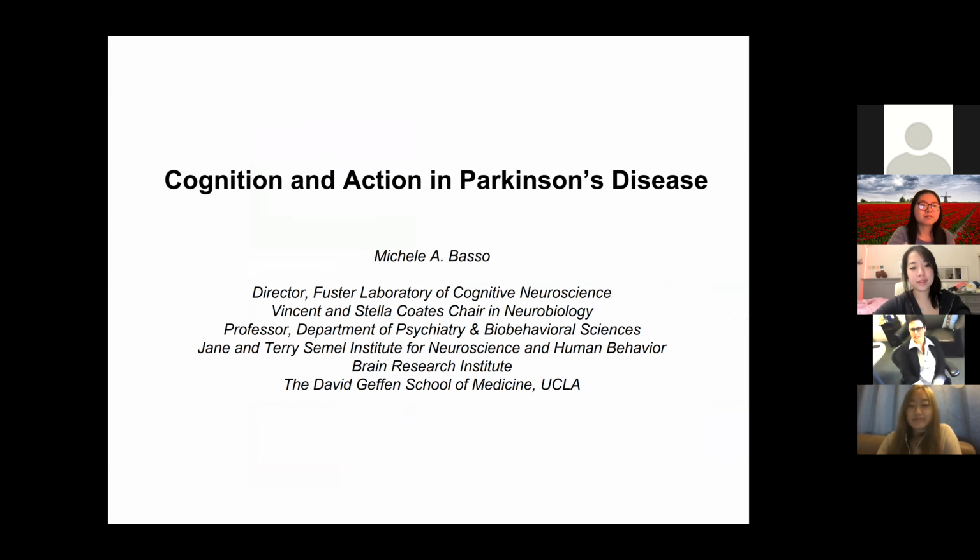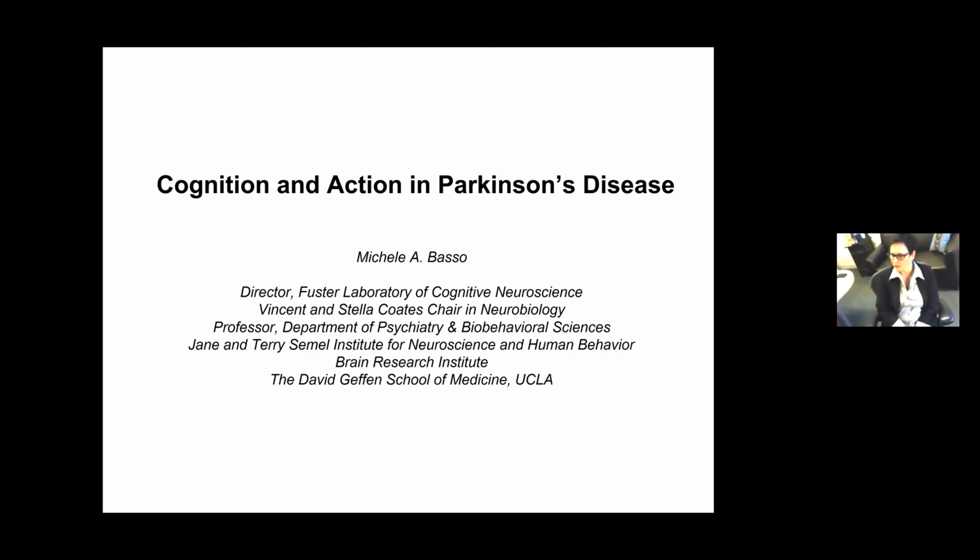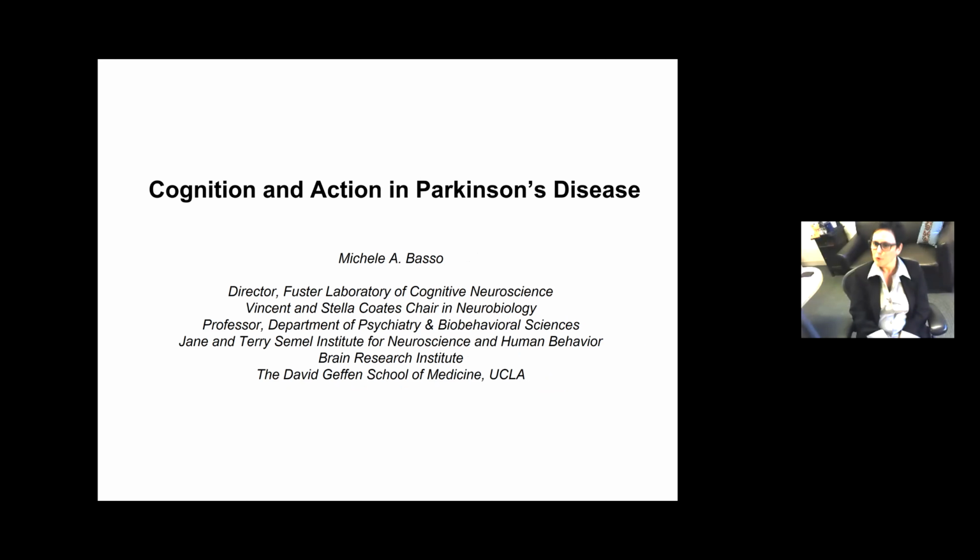So I titled the talk today "Cognition and Action in Parkinson's Disease" because that's really what we're interested in the lab, trying to understand the relationship between how the brain controls movement and how the brain controls higher cognitive processing, in particular decision making, and how that relates to movement control in regions of the brain, and how some of those processes go bad in certain diseases, particularly in Parkinson's disease, but also other movement disorders that you're probably familiar with, like dystonia and also Huntington's disease.